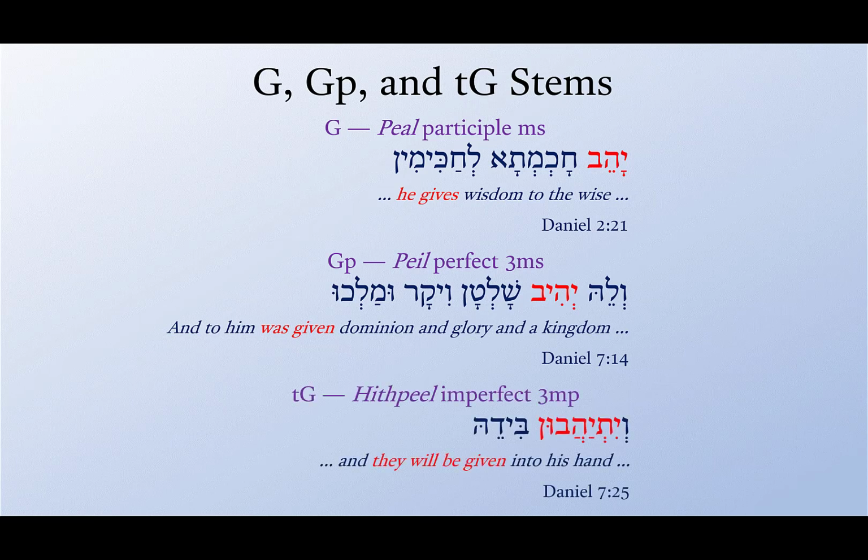And finally, a TG stem, and they will be given into his hand. And we notice in this particular case, in the hit pa'el, that this is playing the role of passive. So in this case, semantically speaking, the pa'il in the GP case and the hit pa'el in the TG case are both expressing passive voice. What I want to do on this slide, however, is just to show the same verbal root being expressed in G, GP, and TG.